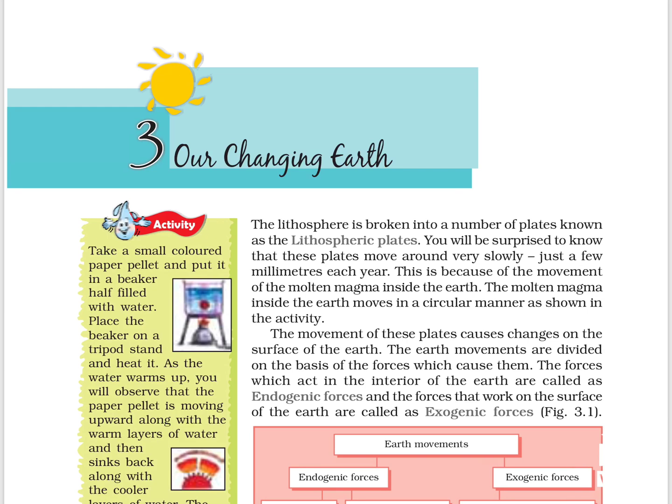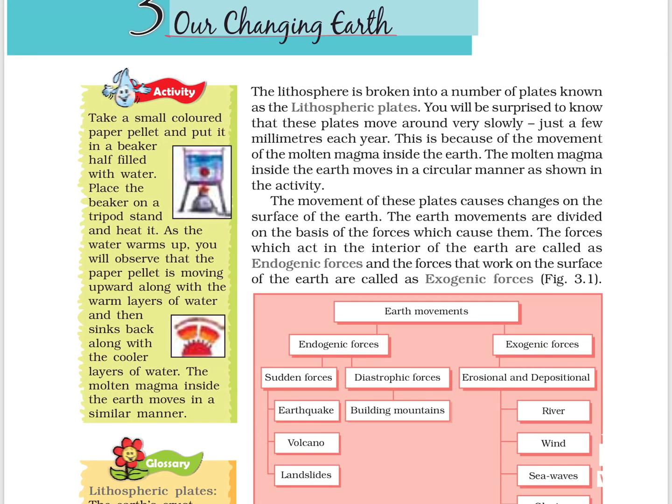In this video, I am going to explain chapter 3 of class 7 NCERT. Title of the chapter is Our Changing Earth. Here you can see the lithosphere, which is broken into number of plates known as lithospheric plates.